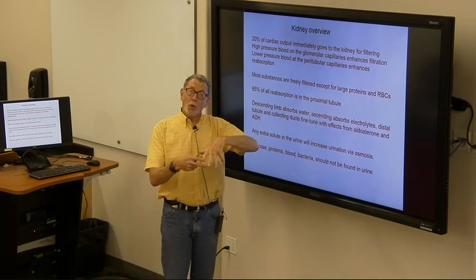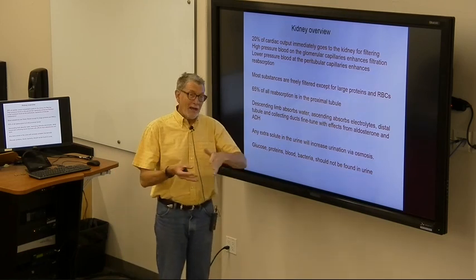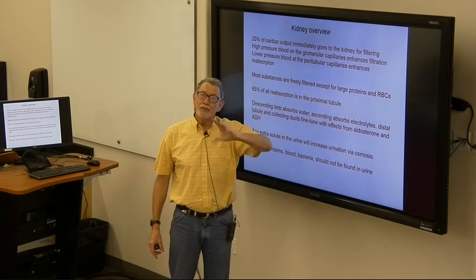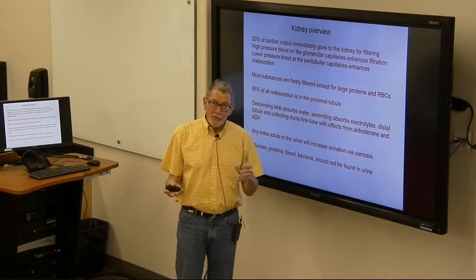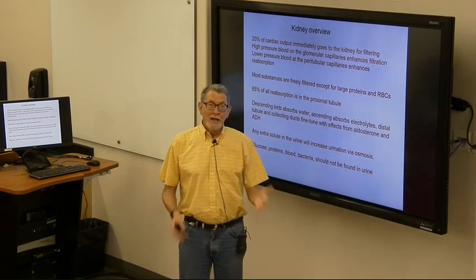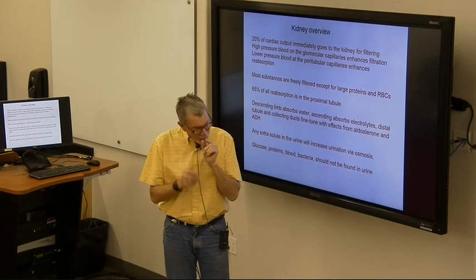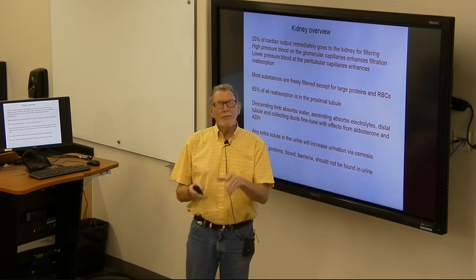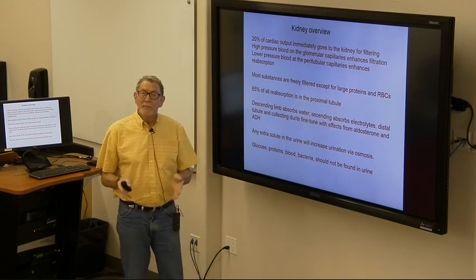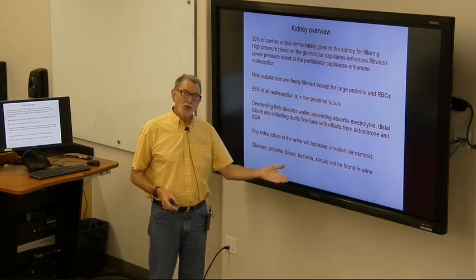Most of the reabsorption of the things you want to keep back out of that filtrate occurs in the proximal tubule. Very soon you take back most of it, and then the rest of the time you're kind of fine-tuning how much sodium, how much potassium, how much fluid you want to keep, and then how much you pee out.